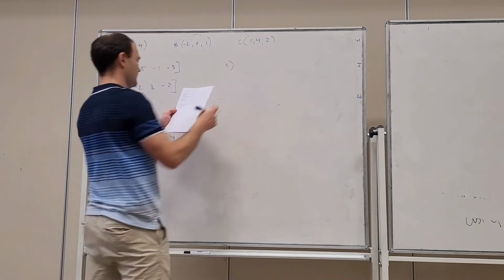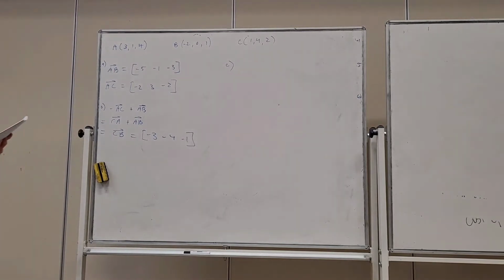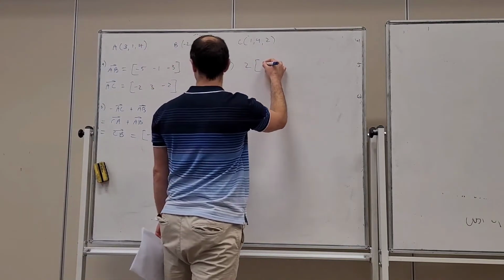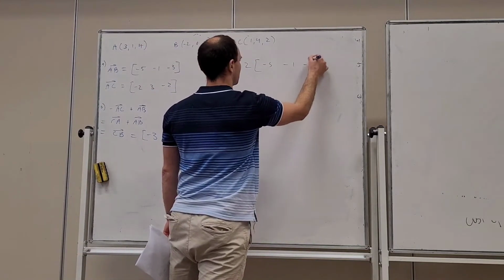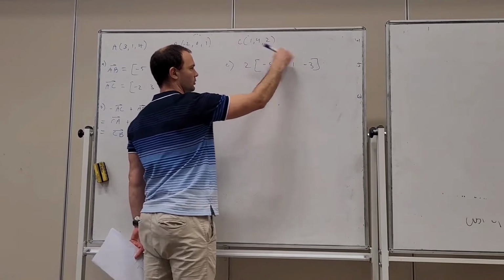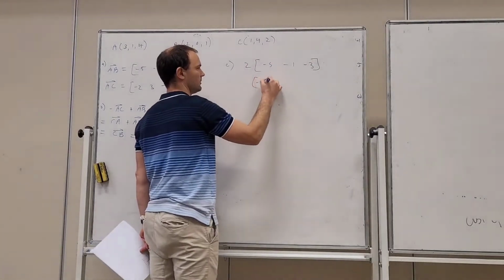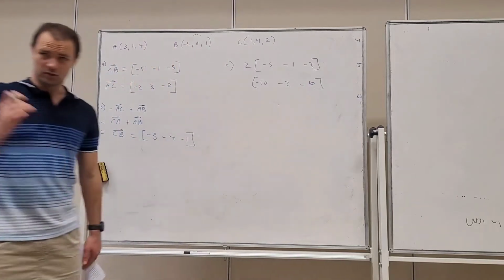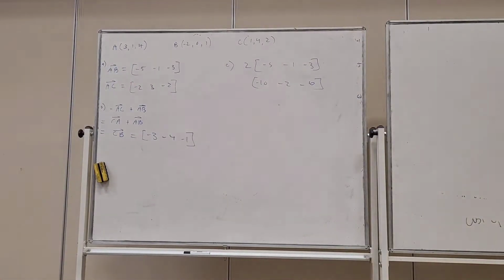We've got part C here. Find 2 times vector AB. So if here's vector AB, then 2 times vector AB, we're just going to distribute the 2 into the vector. So it's going to be -10, -2, and -6. It's the same vector, just twice as long. Alright, doubles the magnitude.